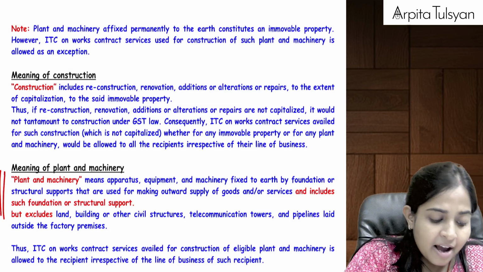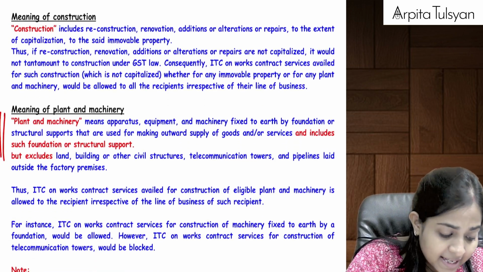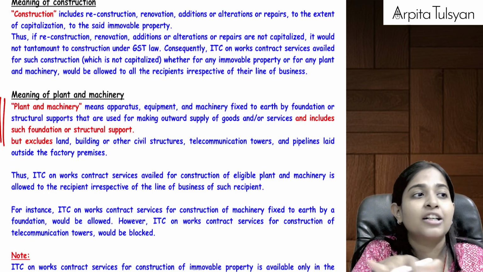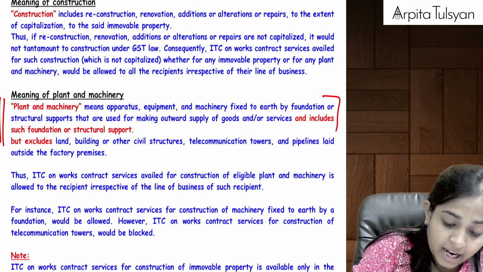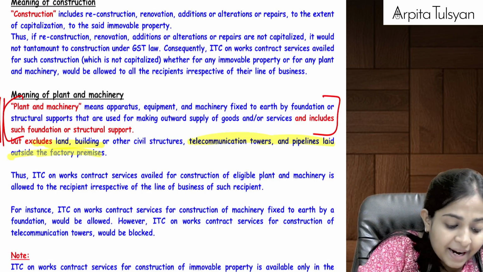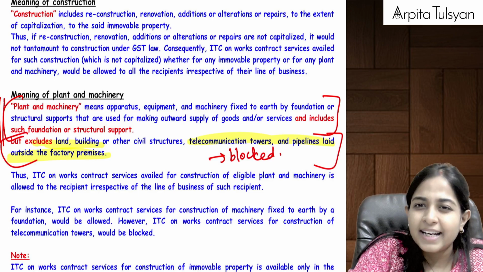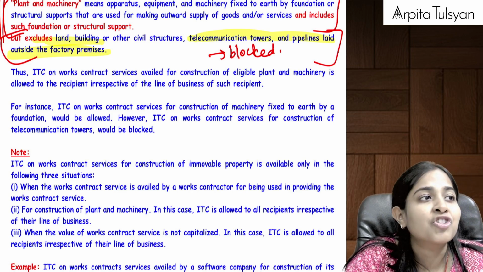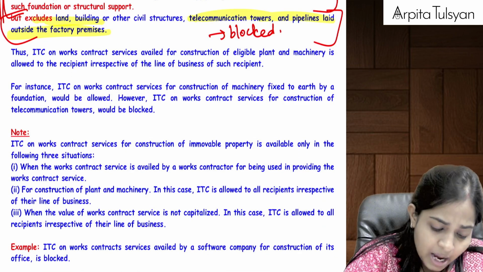Do you recollect this? Any works contract services that we have taken for construction of plant and machinery, that was allowed as exception, and in that any apparatus, any equipment, any machinery which was affixed to the earth by foundation or structural supports, etc., that was allowed. But land, building, telecommunication tower, pipeline laid outside factory premises, this was excluded. So this was blocked. Do you recollect something like this? Yes, so normal plant and machinery allowed, but land, building, civil structures, telecommunication towers and pipelines which are laid outside the factory premises, these were totally blocked. This is what we had studied.